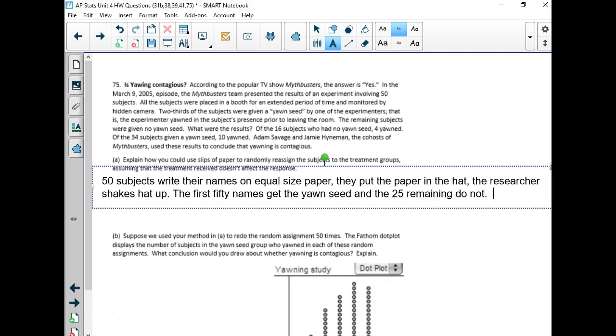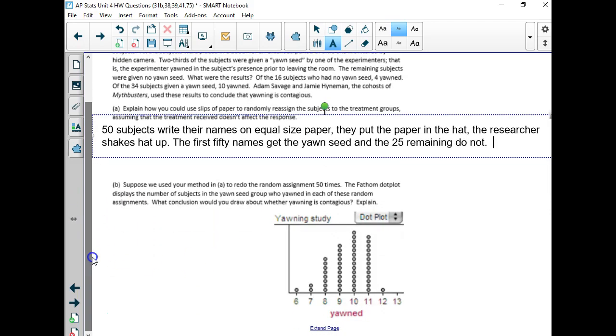Okay, suppose we use your method in A to redo the random assignment 50 times. The Fathom dot plot displays the number of subjects in the yawn seed group who yawned in each of these random assignments. What conclusion could you draw? So they did this whole thing 50 times and they plotted what happened, the number of people who yawned. What conclusion could you draw about whether yawning is contagious? All you have to do here is describe the graph.